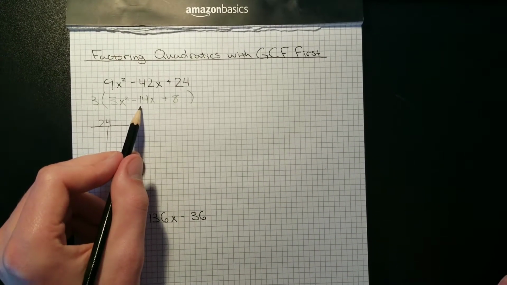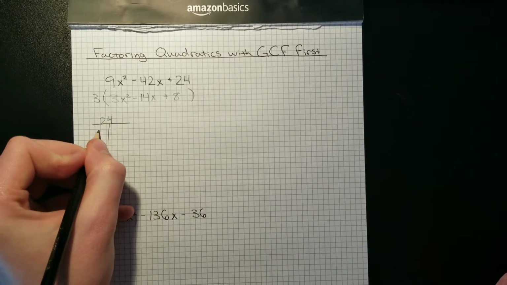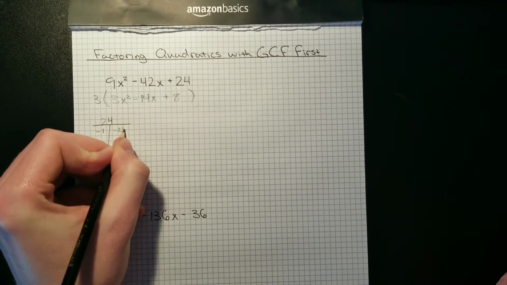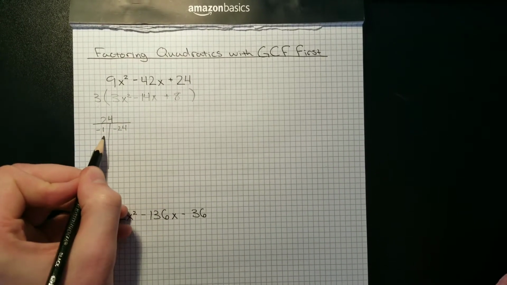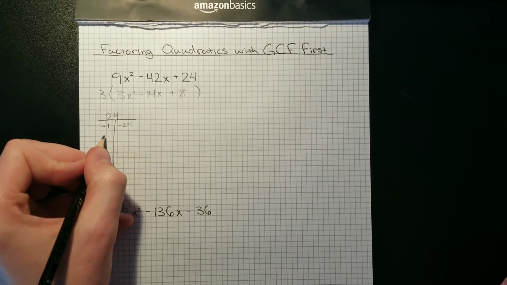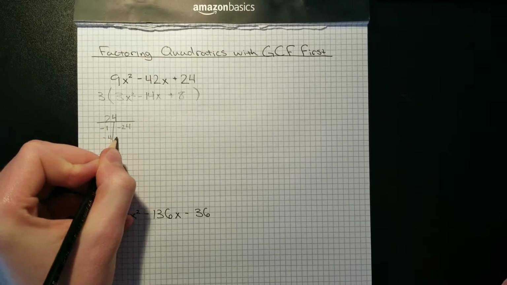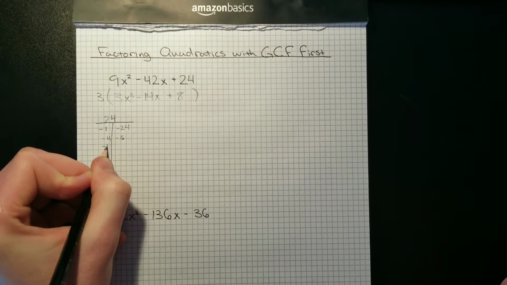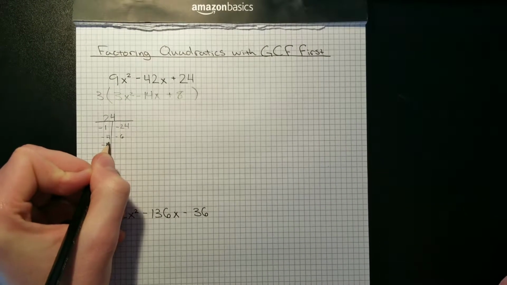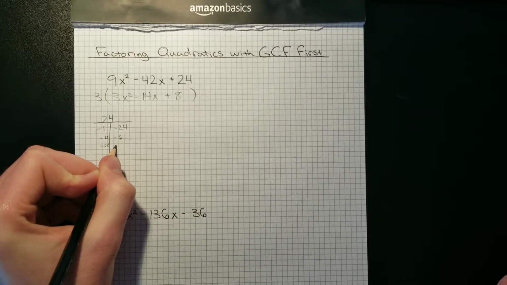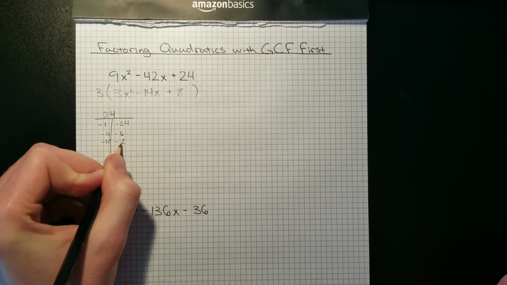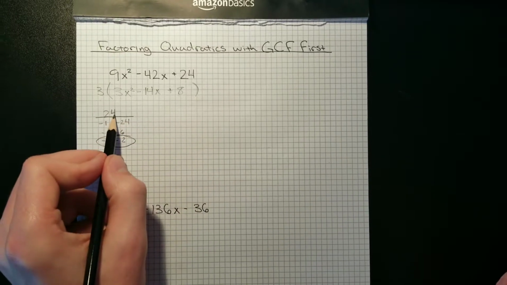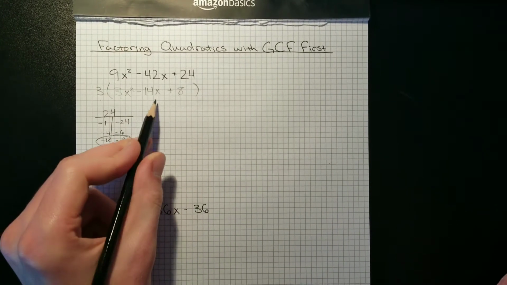This is a negative number, and since that's positive, I know both of these have to be negative. So like negative 1 times negative 24 would be positive 24 and a negative number. That's not going to work. How about negative 4 and negative 6? Nope, that adds up to negative 10. And negative 12 times negative 2. That's actually going to work because negative 12 times negative 2 is positive 24, and negative 12 plus negative 2 is negative 14.